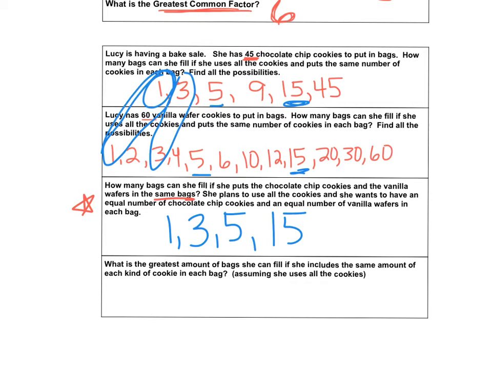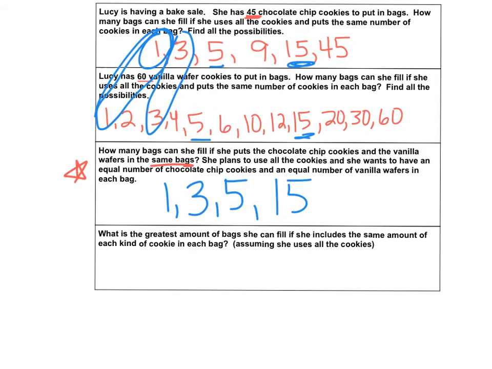Now the last question, what is the greatest, there's our clue, greatest amount of bags she can fill if she includes the same amount of each kind of cookie in each bag? And she doesn't want to have any cookies left over. So if you look at the list of numbers that they had in common, we want the greatest. So that's going to be 15. That tells us that Lucy can make 15 bags with cookies.